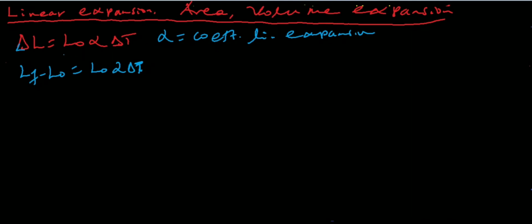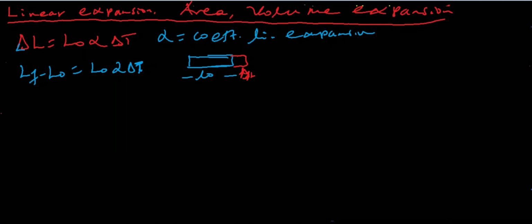This is the change in temperature. This is the original length. Let's say this is L naught. But when you heat it up, that length will increase to LF. So the change in L is LF minus L naught.